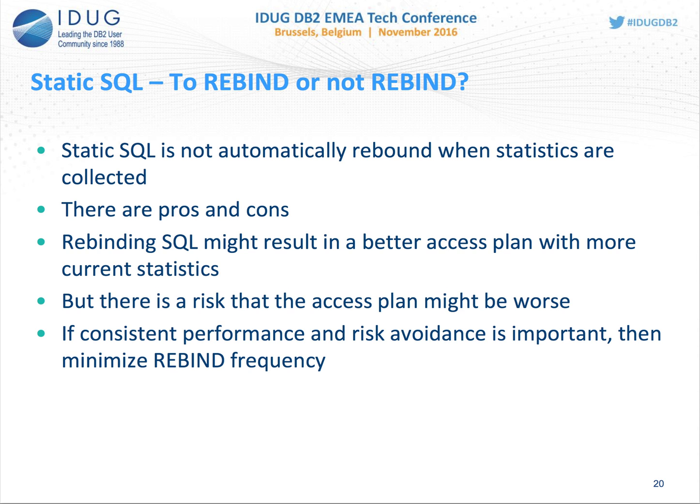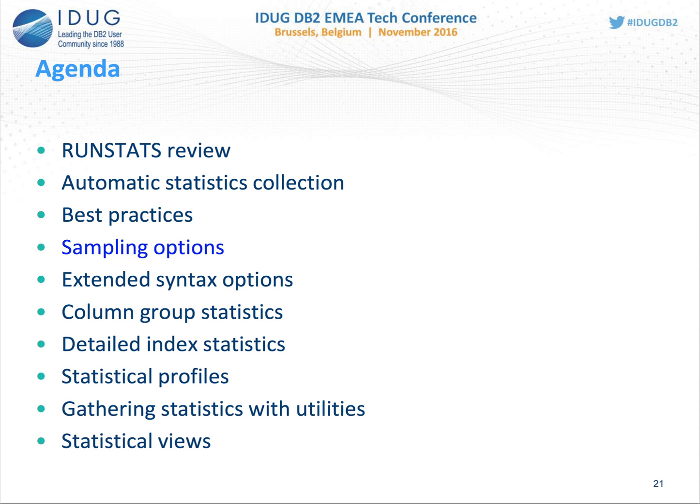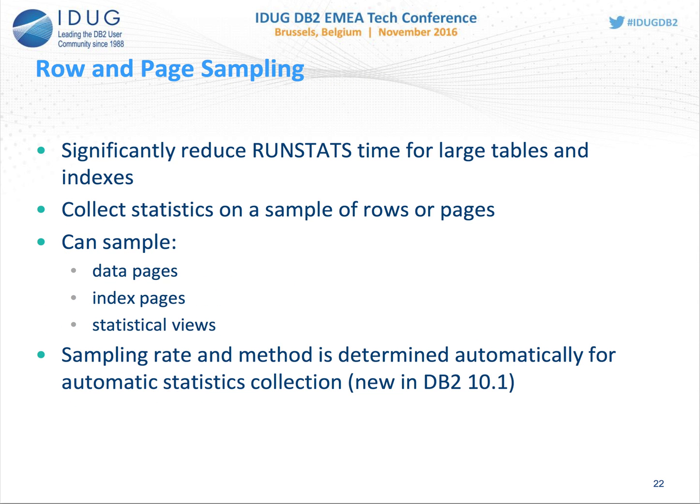All right, moving on. The next section, sampling options. So quickly go through this. On the RUNSTATS command, you can specify how to sample the data. This is really good for large tables and indices, and we've got automatic sampling, which I mentioned was introduced in 10.1. So you can sample the data pages, the index pages, and you can even do sampling when you collect stats on stat views. So I'll just jump through a couple of these slides.